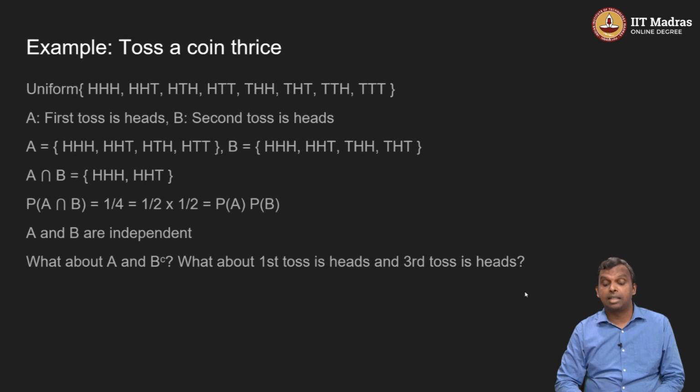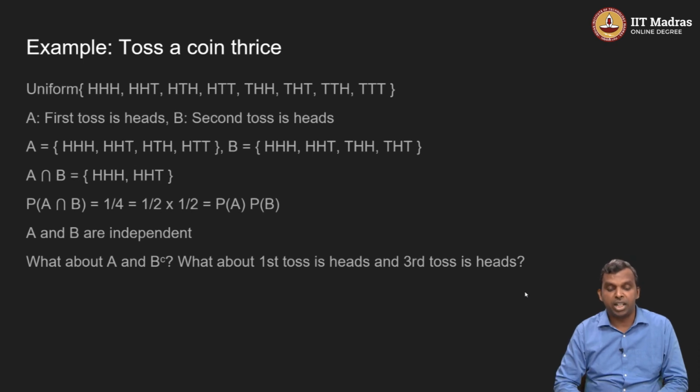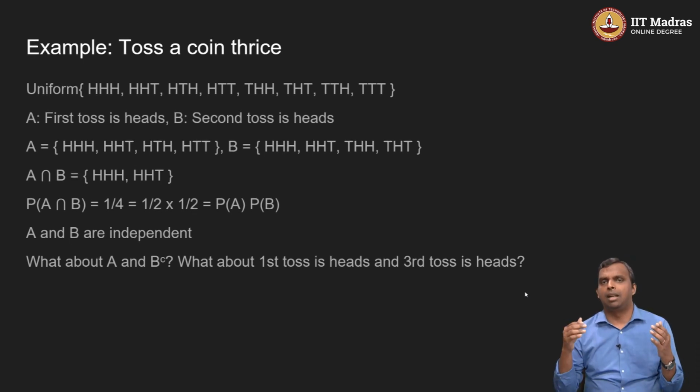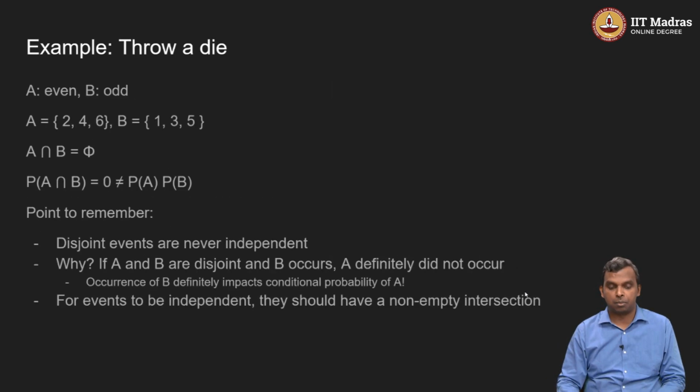So what about first toss is heads and third toss is heads? That should also end up being independent. I'll leave you to check those two. So once again, I'll step back and give you that warning. You have this intuition on what events are going to be independent, but always check with the definition. Make sure that the actual definition holds.